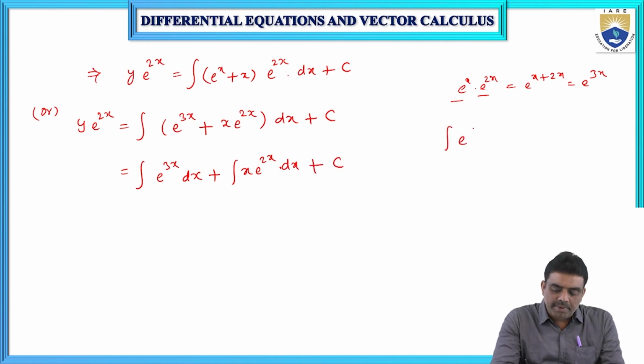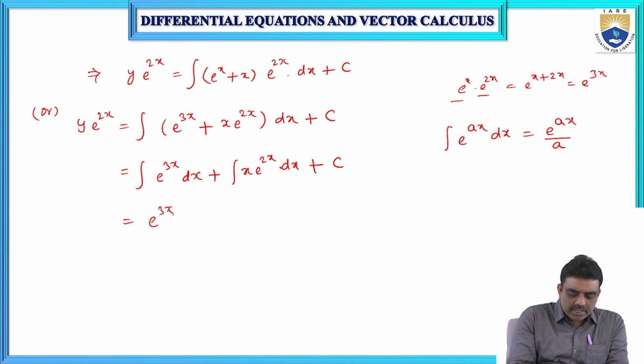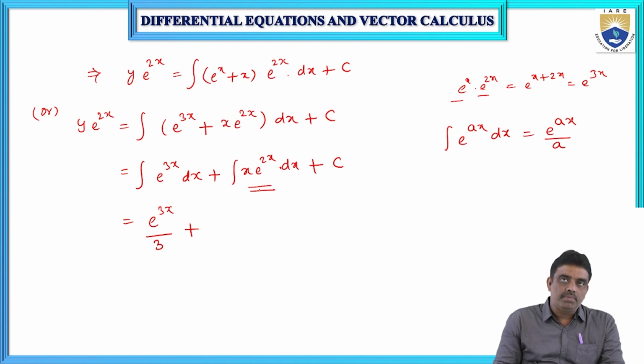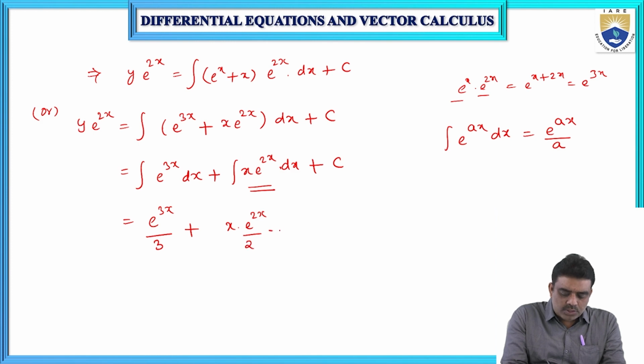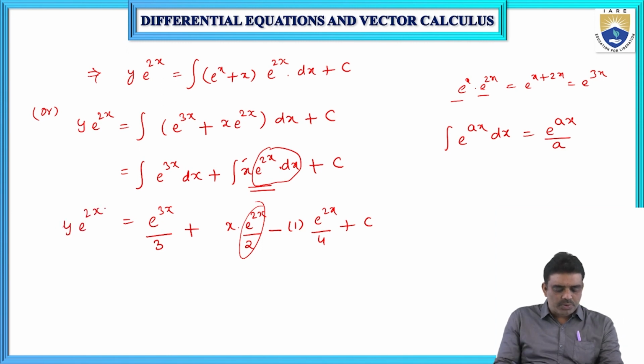So what is the integral of e^(ax) dx? The integration is e^(ax)/a. So here it is e^(3x)/3 plus, this is the integral of u dv form. So u is x, the integration e^(2x)/2 minus u' into v2. v1 means the integration of this function. v2 means the integration of e^(2x)/2, that is e^(2x)/4, plus c, that is y into e^(2x) on the left hand side.